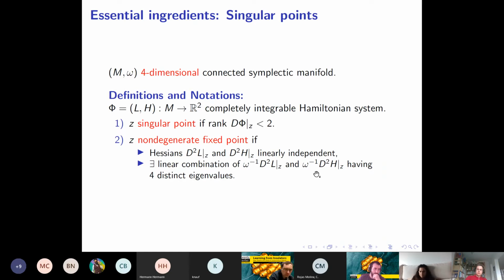And there's the really nice thing that you can reformulate this complicated Lie theory condition in linear algebra. So you need the Hessians to be linearly independent, and you need to find a linear combination of the inverse of the matrix of the symplectic form times the Hessian, such that we have 4 distinct eigenvalues. So these notions are really something you can calculate. You can get your hands on it, and if the examples are nice, then it's not too difficult.